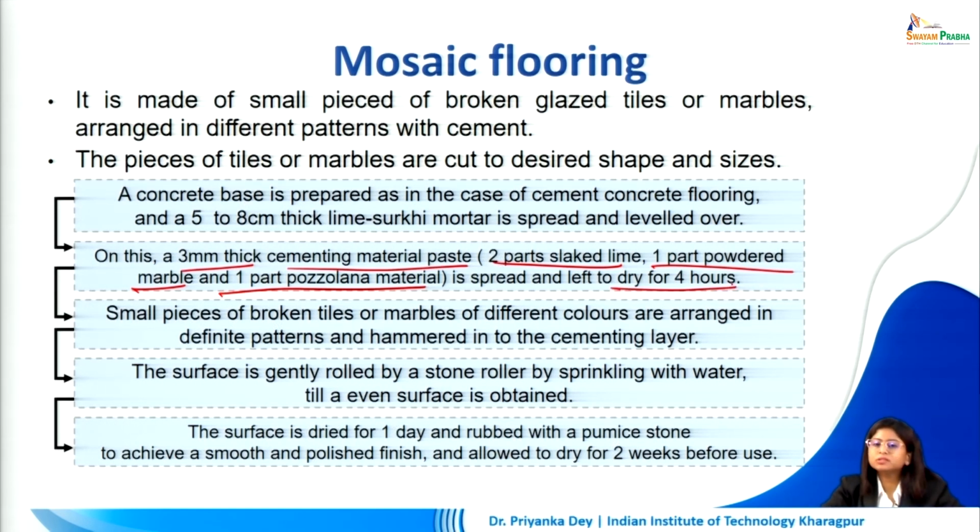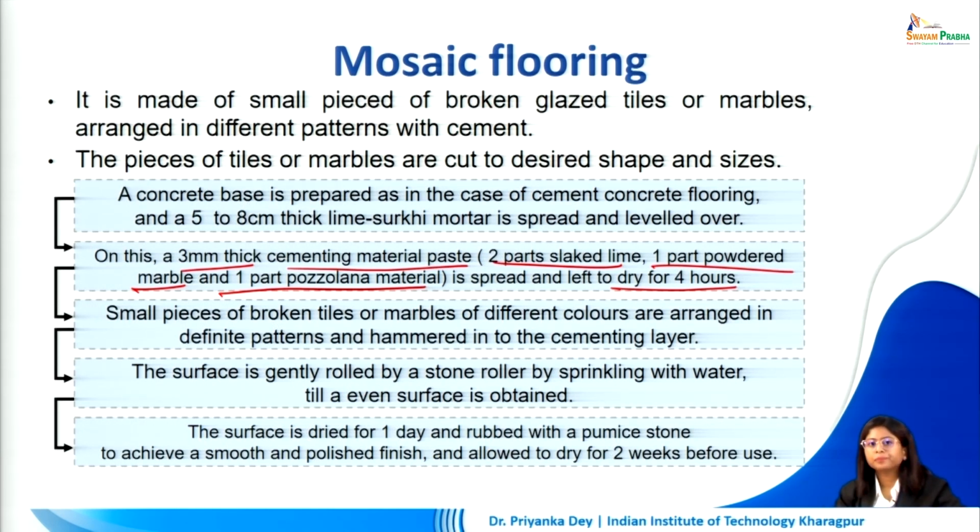Then small pieces of broken tile or marble of different colors are arranged in definite patterns and hammered into the cementing layer. In this case we can go for a very chaotic pattern where there is no seeming order, or we can also design patterns to represent something. It depends upon the aesthetic look that one is going for and the skill of the laborer who is working on this.